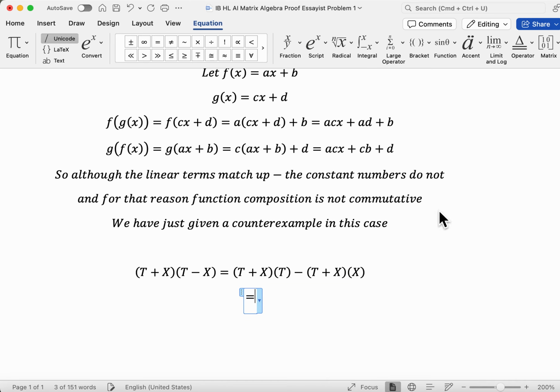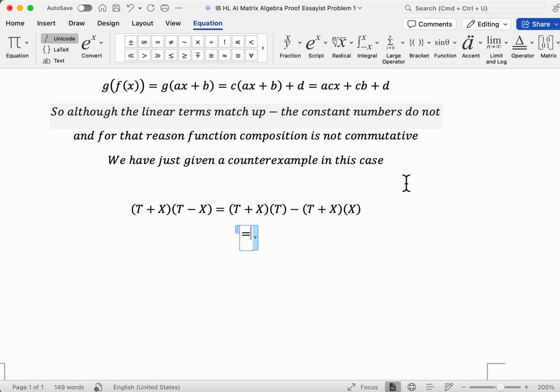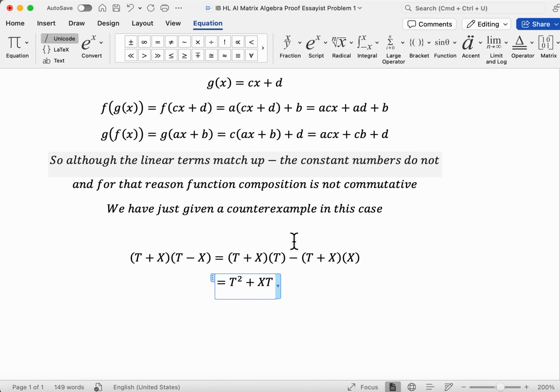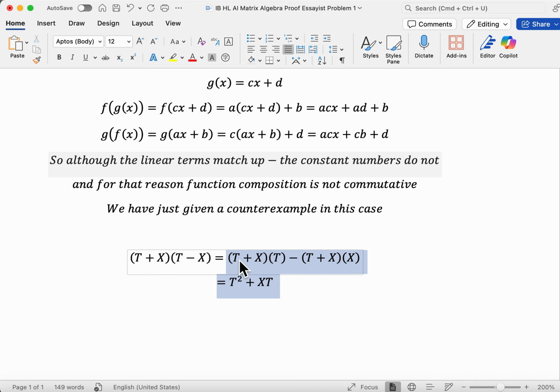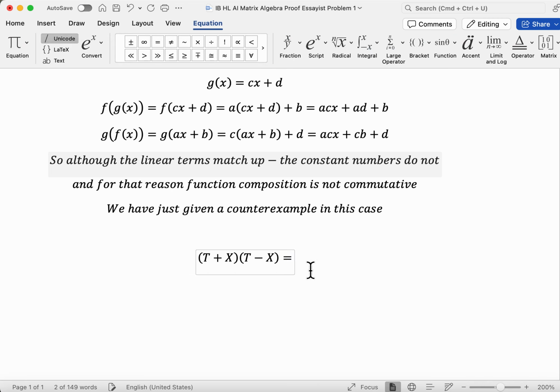This we're allowed to do. And then from there we get t squared. Okay, yeah, it's the order. It's the order, because tx is not the same thing as xt. Okay, yeah, that's how it works out. So to multiply this out, this will be t squared.